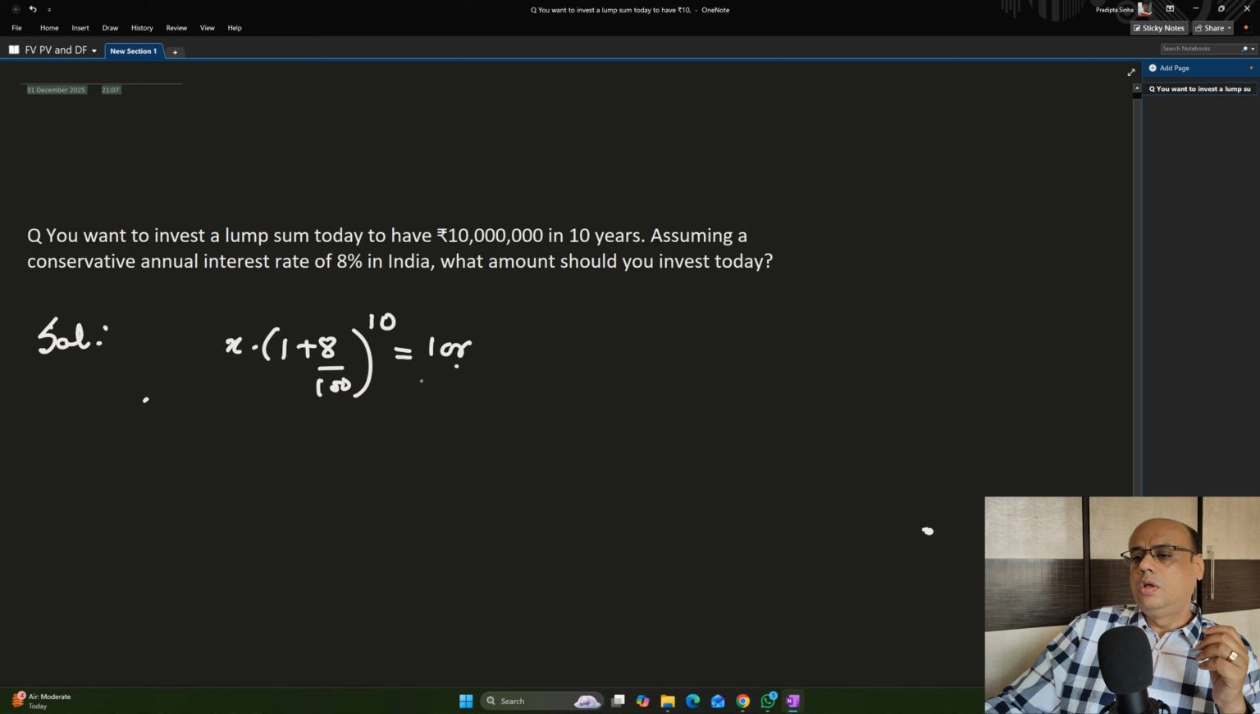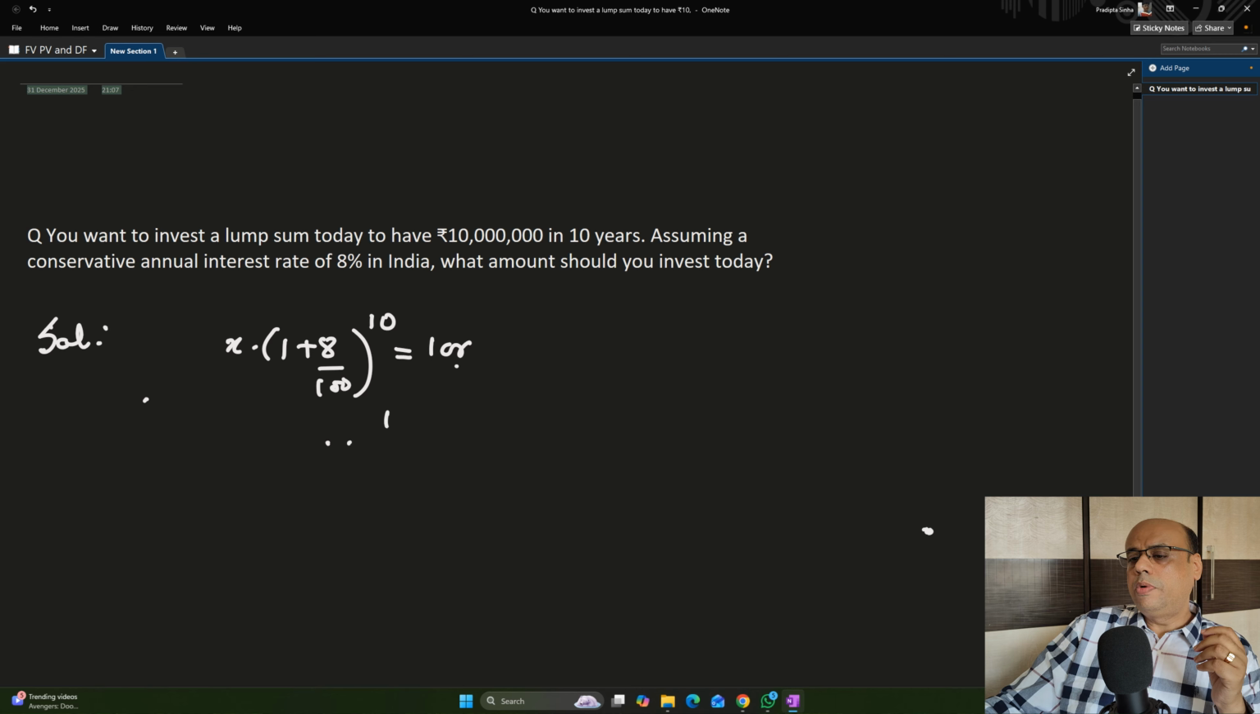So the first question here that we have is, if I want to have 1 crore in 10 years, which means today I want to have X amount. Let's say I will retire in 10 years and I want 1 crore at the end of 10 years, what is the amount I need to invest today? And we are assuming 8% annual compounding. So the answer is quite simple. Let the amount be X, X into (1 + 8/100) to the power 10, because we are compounding, is equal to 1 crore.